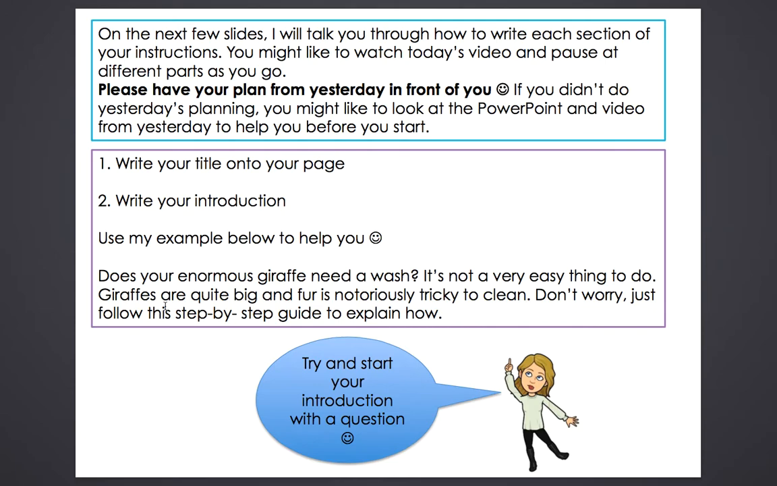Brilliant. Now we're going to write the introduction. So the introduction introduces the rest of the instructions and tells the reader what they are about. And remember, like we looked at yesterday and the day before, they usually start with a question. So I've got, does your enormous giraffe need a wash? It's not a very easy thing to do. Giraffes are quite big and fur is notoriously, remember that means that it's known for being tricky to clean. Don't worry, just follow this step-by-step guide to explain how.